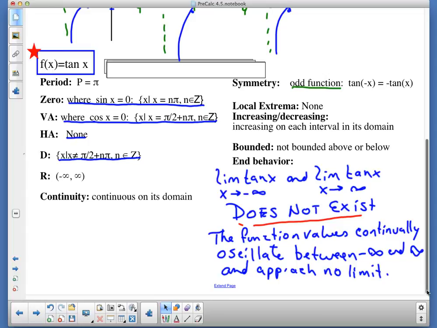The limit of tangent x as x approaches infinity, and the limit of tangent x as x approaches negative infinity, does not exist. The function values continually oscillate between negative infinity and infinity, and approach no limit.